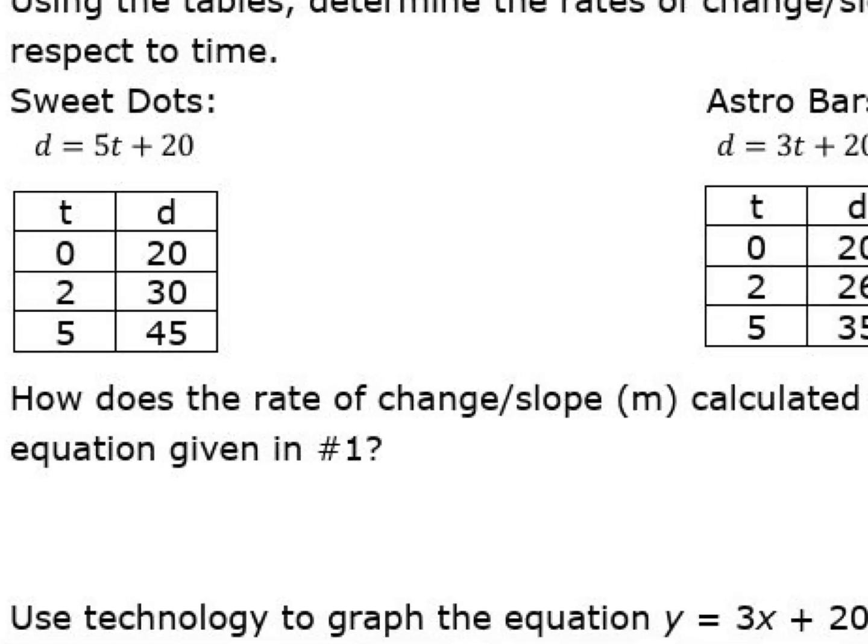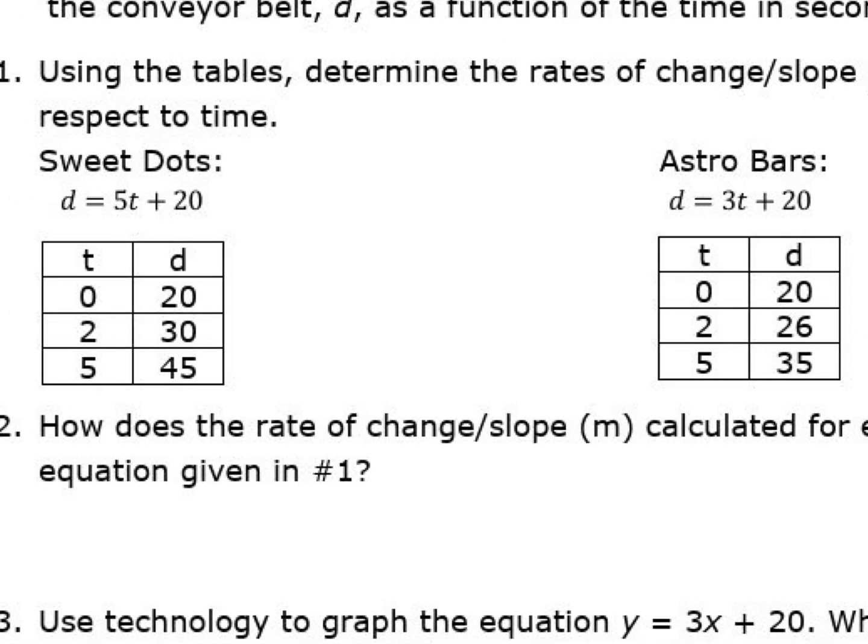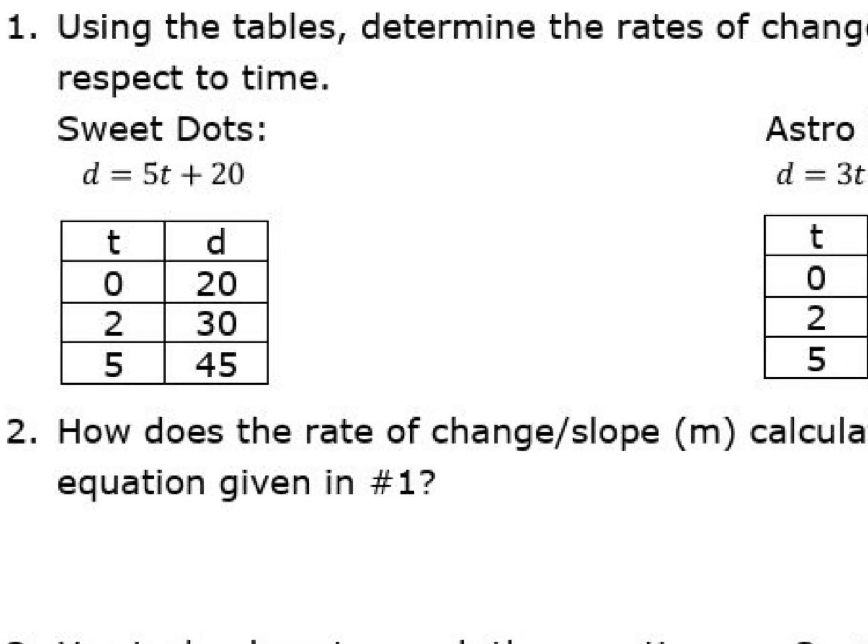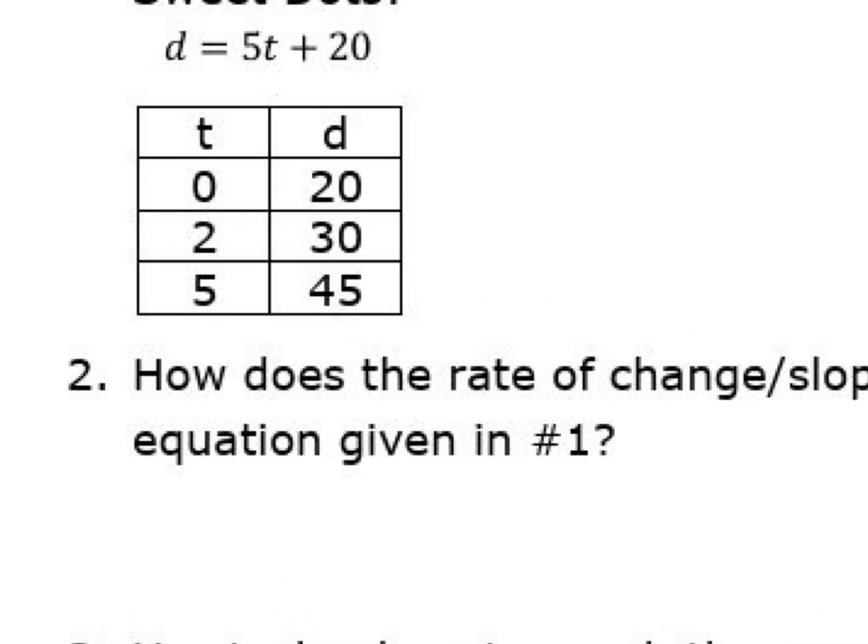This first question says, using the tables determine the slope, the rate of change, or the m. Remember, this is our change in y over our change in x. You can pick any two points. Which points do you want to pick here? Do you just want to start with the first two? How did your y's change? Remember, on a vertical table, first one is x, second one is y.